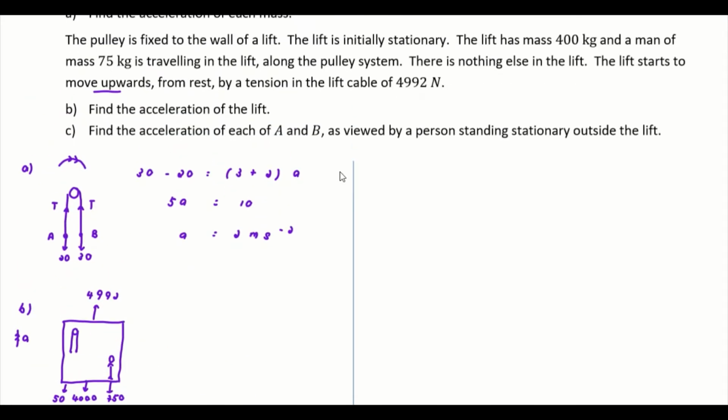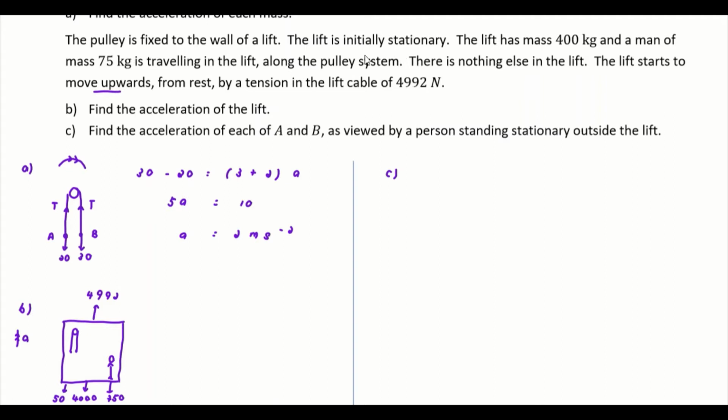Okay, so now part C: find the acceleration of each of A and B as viewed by a person standing stationary outside of the lift. Okay, so you can see that the idea is that the pulley is fixed to the wall, then the lift is stationary.